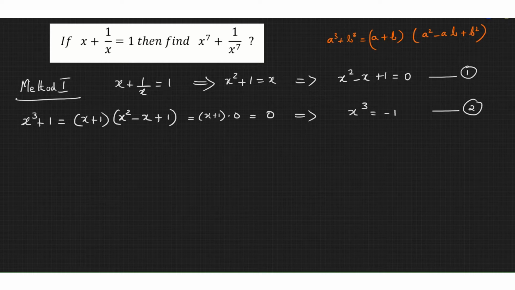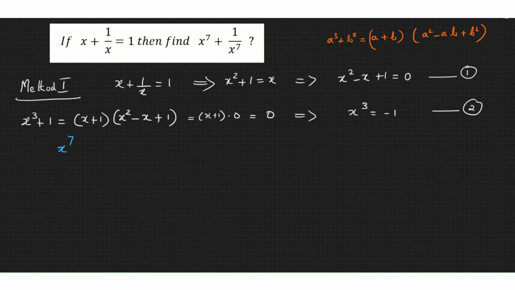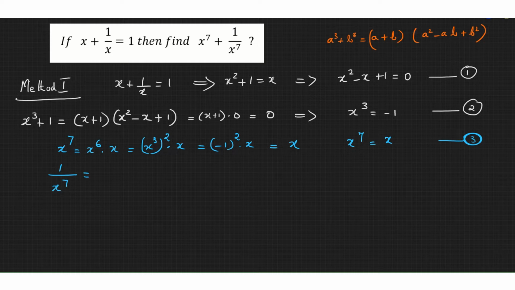I also know that my x to the 7th is x to the 6th times x, which is x cubed the whole squared times x. From result 2, your x cubed is negative 1. Negative 1 the whole squared multiplied by x, which is x. Or x to the 7 is equal to x. So since x to the 7 is x, 1 over x to the 7 will be 1 by x.